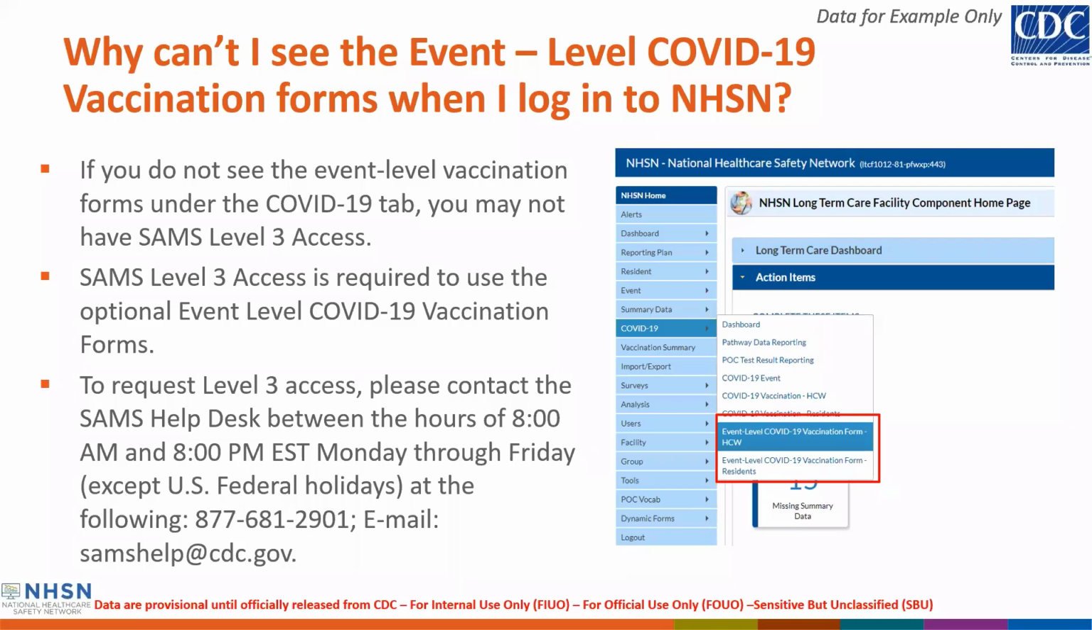The most common reason you won't see it if you're a long-term care facility, though, is because, as we mentioned at the start of this presentation, you have to have level 3 access to use this optional form. And that's because this is patient level data. So we want to make sure you have that extra level of security. So if you are a long-term care facility that cannot see these forms when you log in and navigate as shown on this screen here, we've provided some instructions to contact the SAMS help desk. And we have a phone number and an email address for you. And that will help you get proofed up to level 3 so you can use these optional forms.